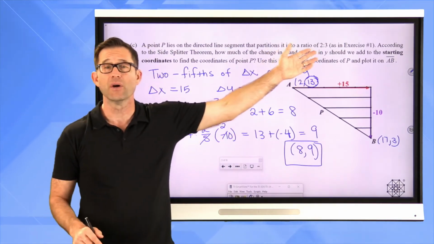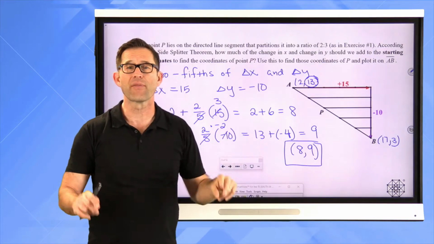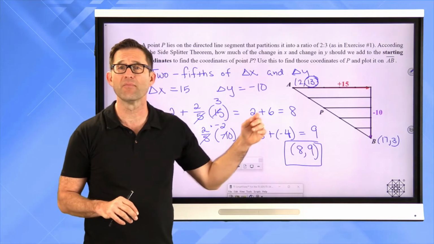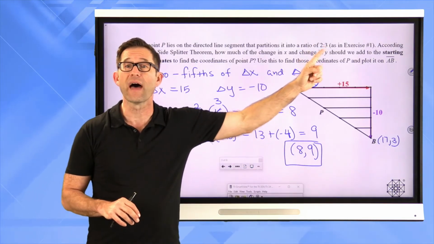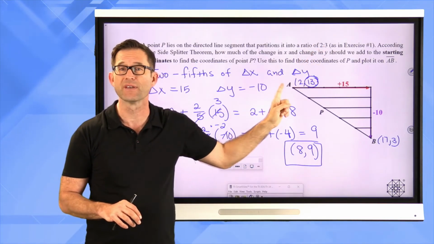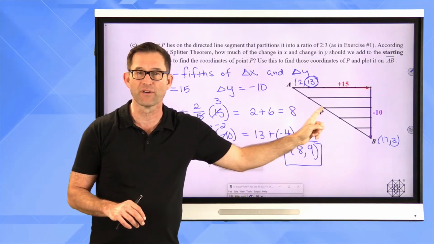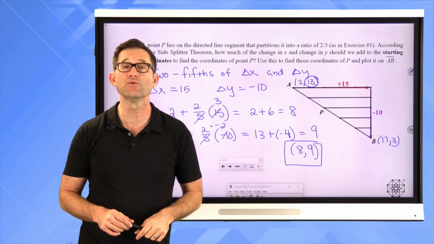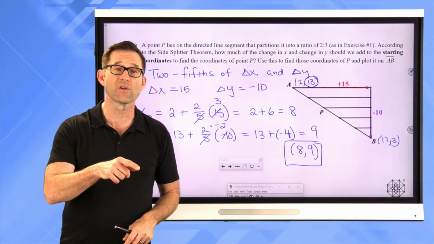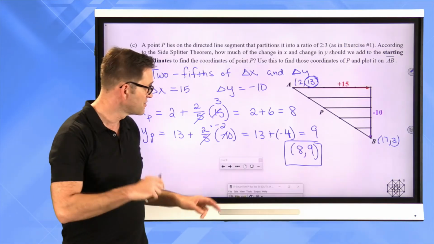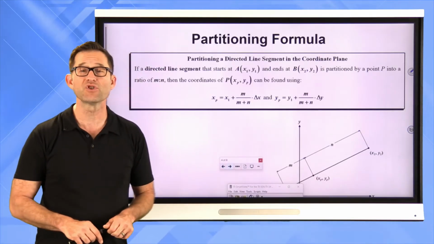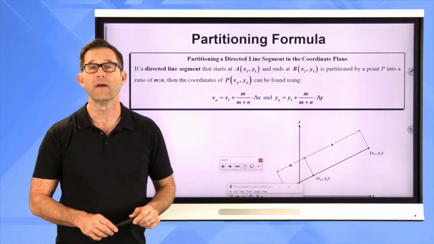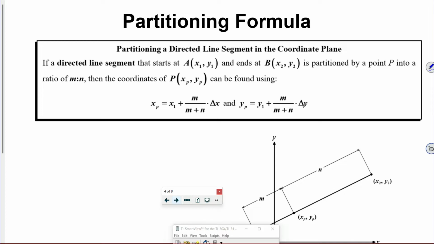Once they give me that ratio, I can add the two numbers together to get my total, if you will. And then the fraction that I have to add on to my starting coordinate is simply that first number in the ratio, because that is how far I have to go to get to the partition point. That divided by the total tells me how much of each of those two changes I need to add to the initial x and the initial y. So let's do some more of this. The partitioning formula. All right, now again, I'm going to make sense of this formula, but let's take a look at it. Partitioning a directed line segment in the coordinate plane.